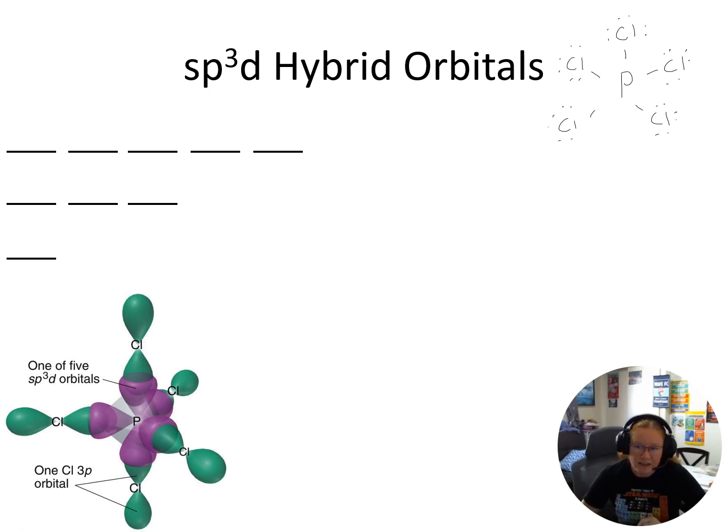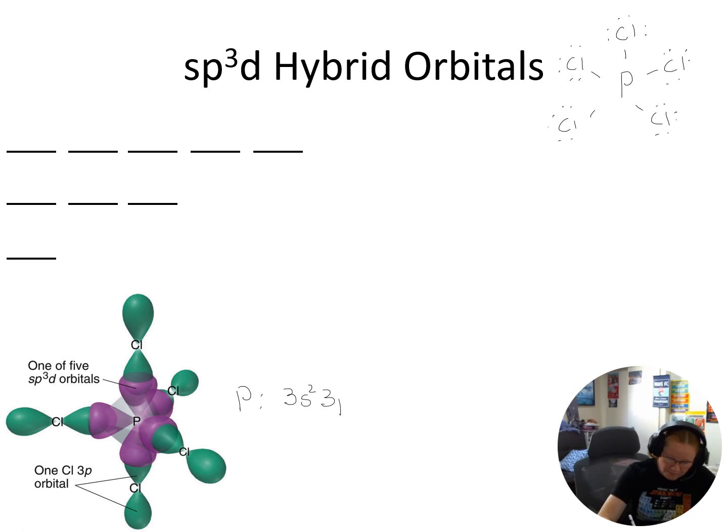So my phosphorus, I need how many places to put things? Well, I need 5, all right? And so phosphorus, when I account for my valence electrons, I get 3s2, 3p3. So I have my 3s, I have my 3p, and now I have my empty 3d. Okay, so there's my 3s2, 1, 2, 3. There's my 3p3. I need 5 places, so I need one of those d orbitals. I'm going to take that s, all 3 p's, and 1 d.